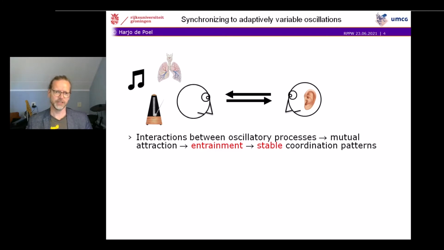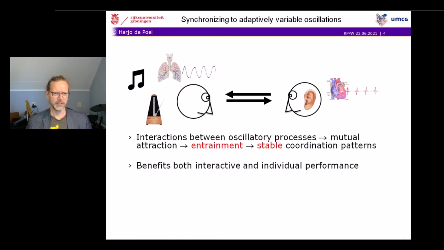But other situations are more mutual, like within our body, the oscillatory process of our respiration interacts with the oscillatory process of our heartbeat. This is a well-known phenomenon and well documented in literature already. And these kinds of interactions and the entrainment effects related to them have benefits not only for the interactive performance, the synchronization performance, the pattern performance, but also the individual performance. So in fact, if you interact with a very well rhythmically moving person and you're synchronizing with that person, you also tend to move in a better rhythmical fashion.